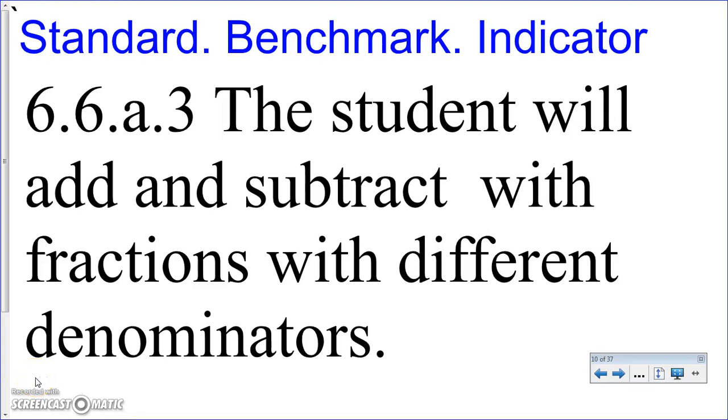Today we are continuing with adding and subtracting fractions, this time with different denominators. Please copy down the standard benchmark indicator on a clean page in your math notebook. The student will add and subtract with fractions with different denominators.